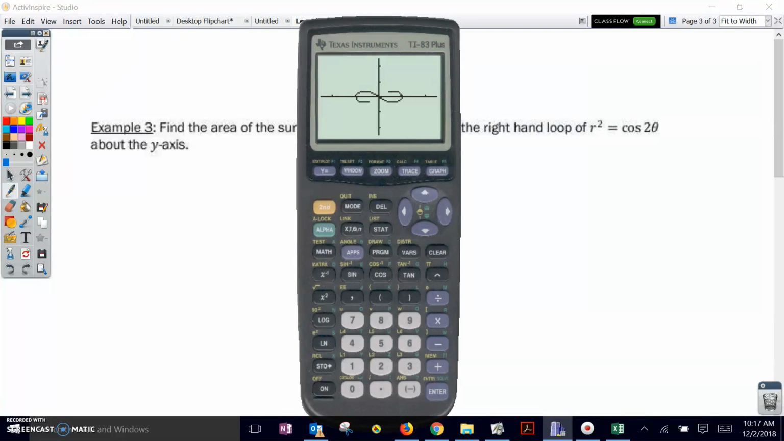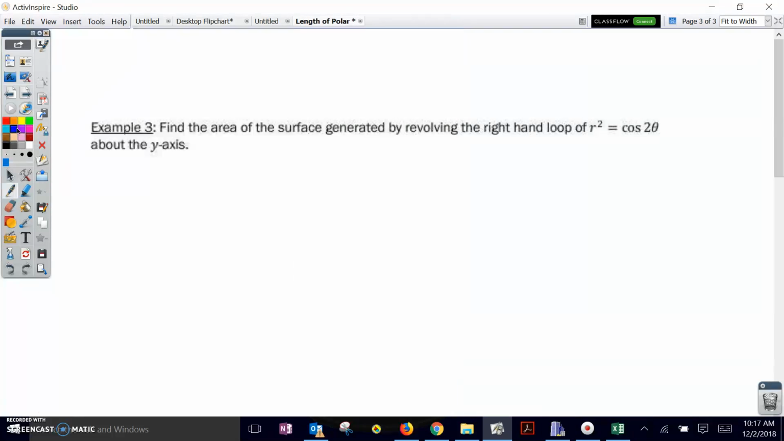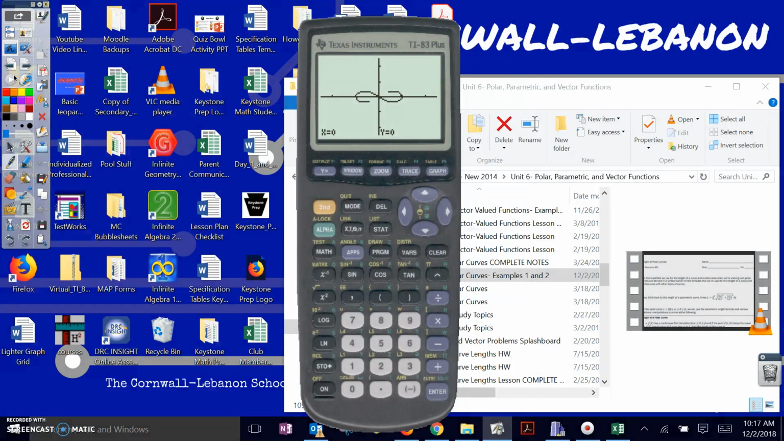Let's go back out to a standard window here. What happens here is basically we're looking at this right-hand loop, and my graphing calculator struggles to graph it, but we're looking at this loop over here, and revolving that around the y-axis.